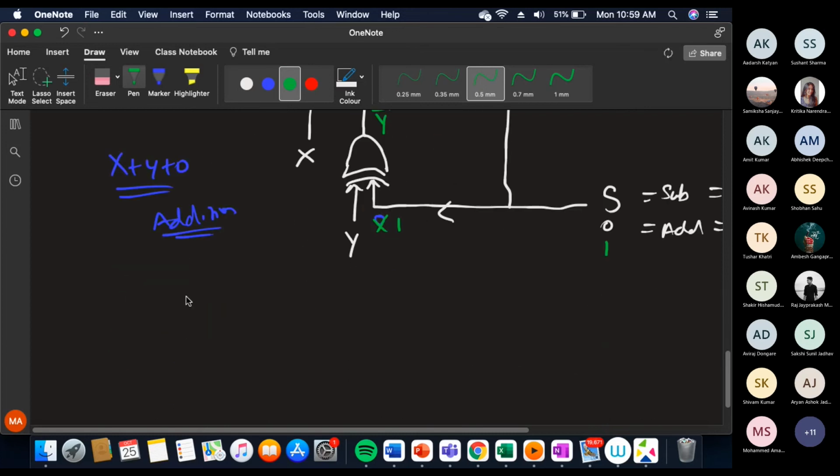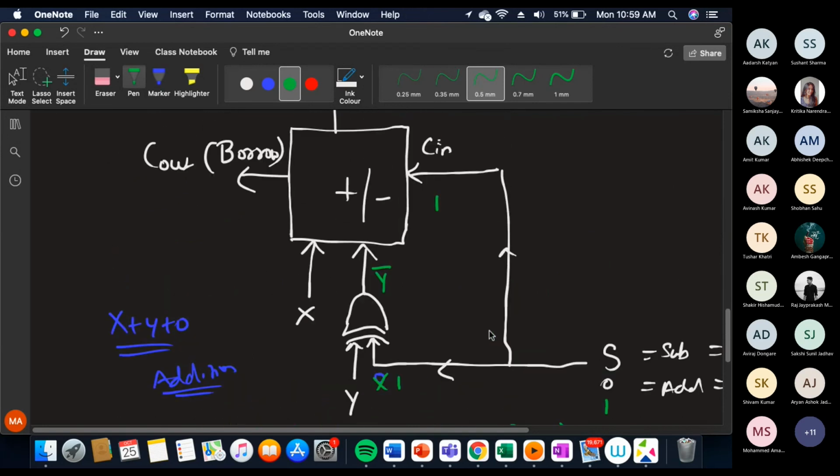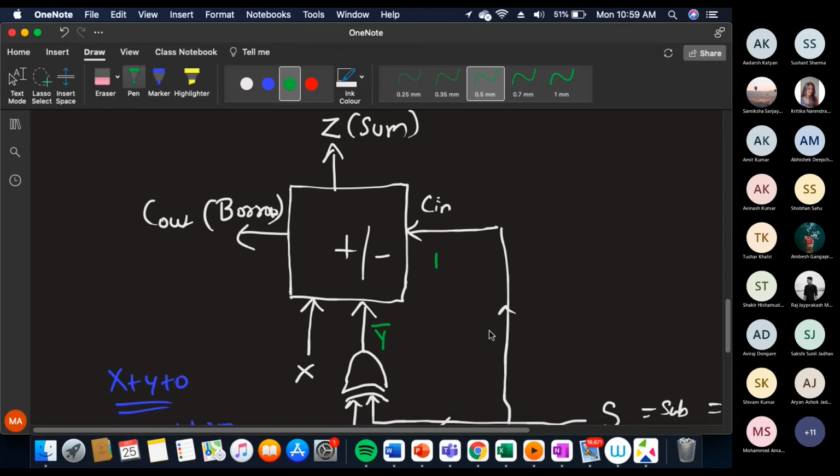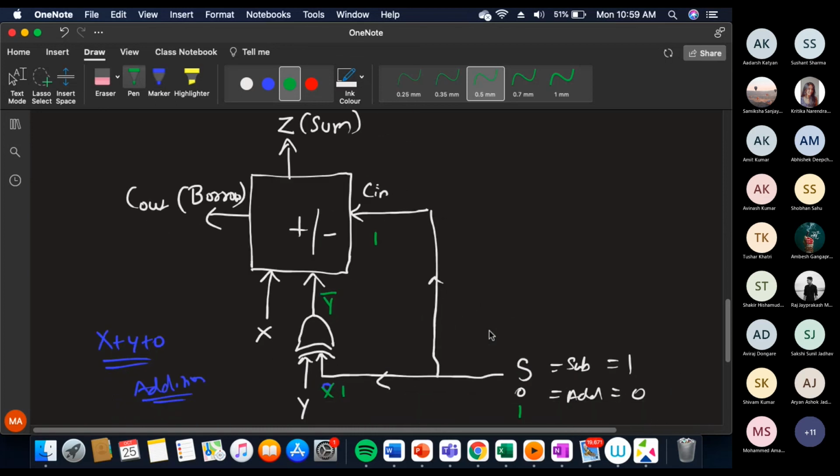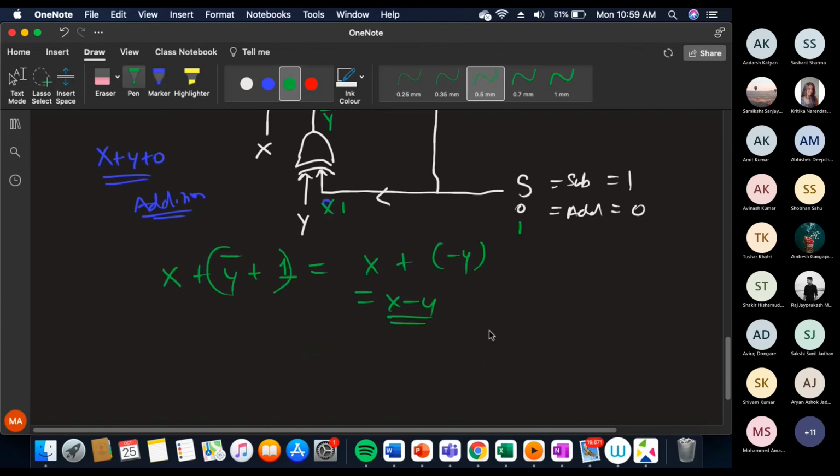Okay, so what is happening? X plus Y bar plus the Cin, which in your case is 1. So what is this number? Y bar plus 1. Can I say it is equal to minus Y, which is equal to X minus Y? Can I say now this circuit is acting as a subtractor? Yes. So just note down that this is a subtractor circuit.